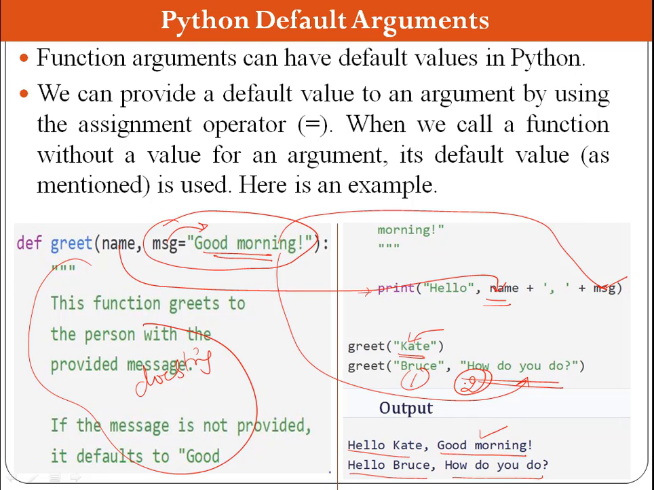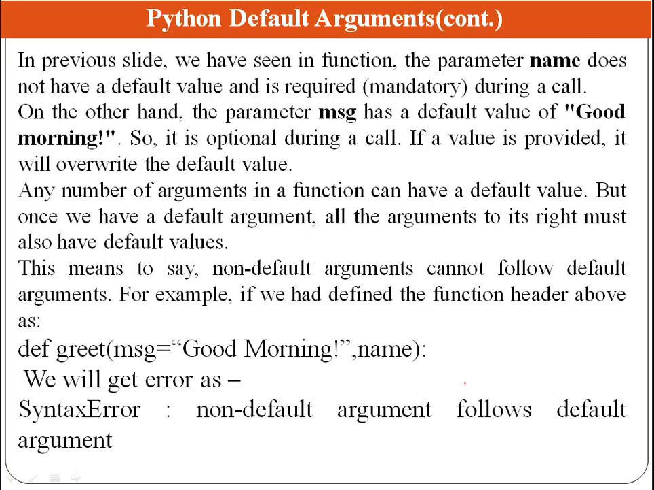So in the previous slide, we have seen that in the function, the parameter name does not have a default value and is required during the call. On the other hand, the parameter message has a default value of good morning, so it is optional during the call. And if the value is provided, it will override the default value.